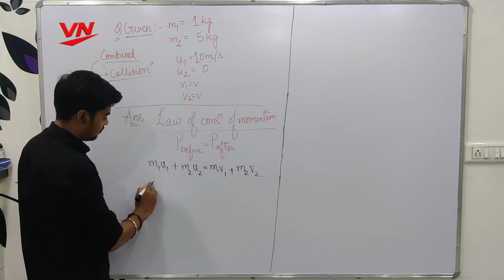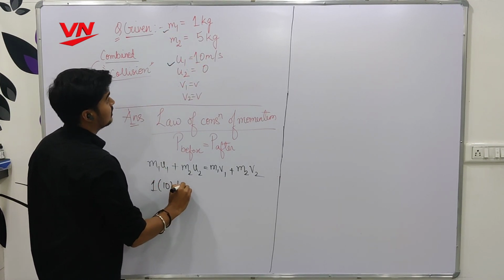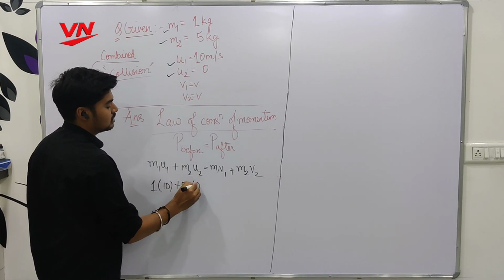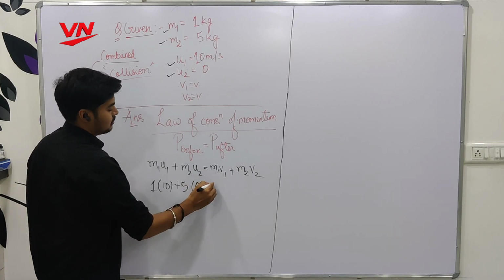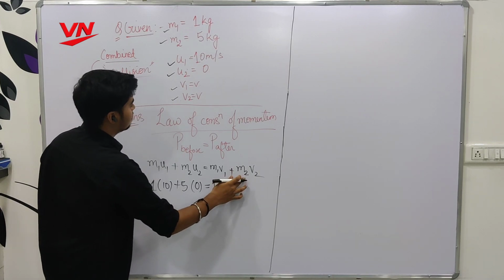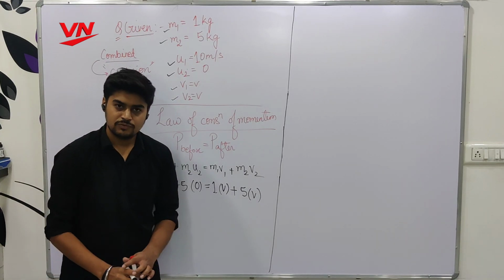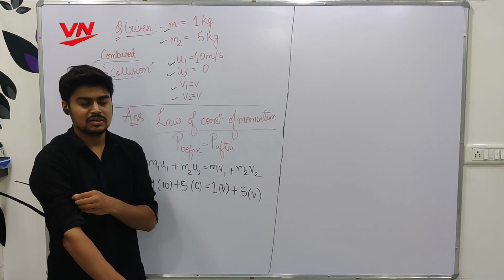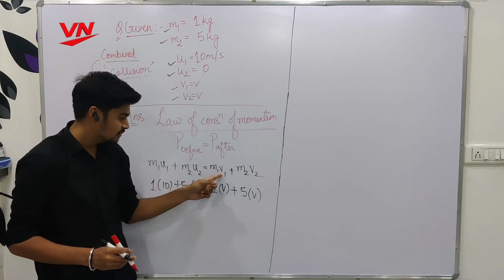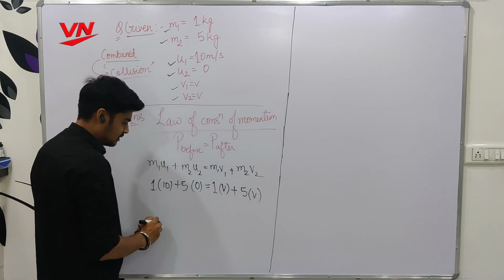Put the values. M1 1 kg, initial velocity 10 meter per second, plus m2 is 5, and the velocity of the wooden block initially was 0. So we will put 0. M1 1, final velocity in both the cases is v, and m2 is 5. Its velocity also we can take it as v. If you want, you can also take any variable you want that we take in maths, like x, y, z, whatever it is. But whatever the value you will take has to be same. The value of v1 and the value of v2 are both the same. So we can take whatever the variable as v or whatever the variable you want.